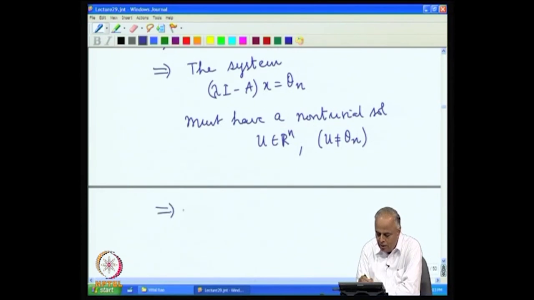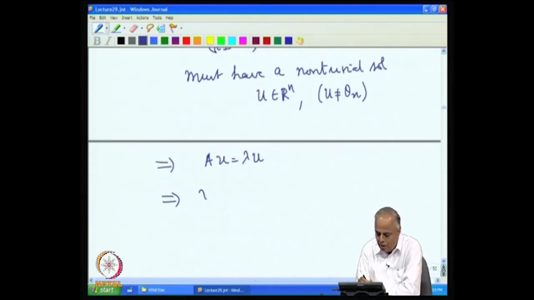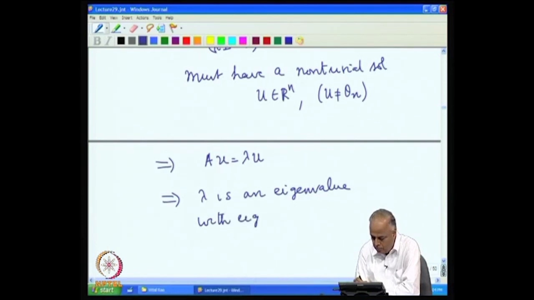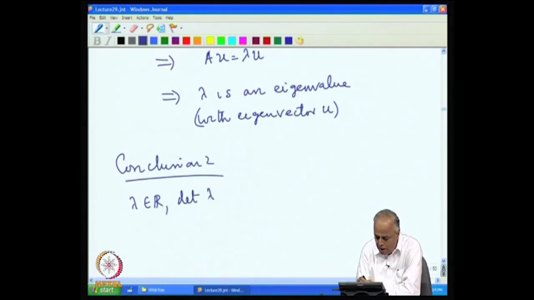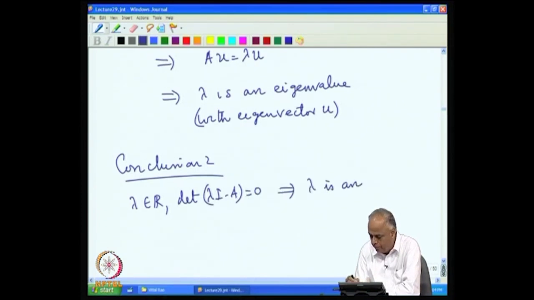This means A u equal to lambda u. That says lambda is an eigenvalue with eigenvector u. So, therefore, this is the conclusion 2 we have got: for lambda belonging to R, determinant of lambda I minus A equal to 0 implies lambda is an eigenvalue of A.